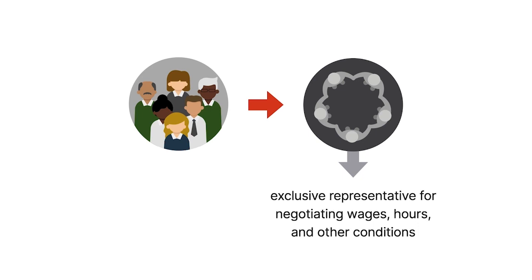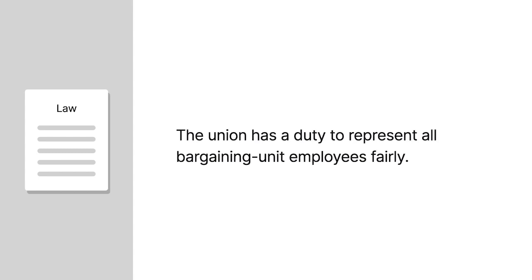If an employee majority in a particular bargaining unit elects a union, that union becomes the unit's exclusive representative for negotiating wages, hours, and other working conditions. Because the union represents everyone, even the minority who voted against it, the law imposes on the union a duty to represent all bargaining unit employees fairly.